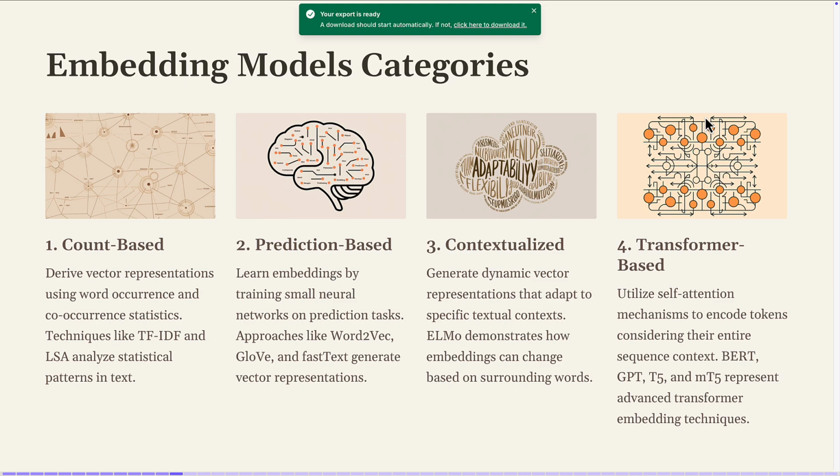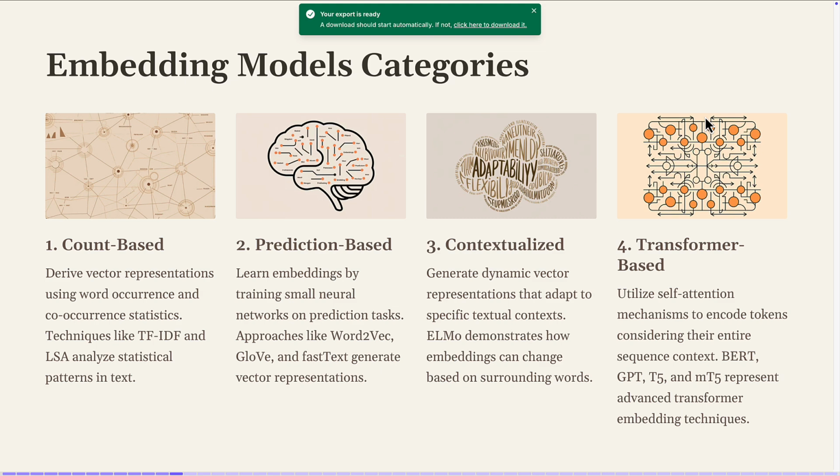Prediction-based, and this is the main focus of today's lecture, it's learnable embedding models. So we will learn embeddings by training small neural networks. It's basically one hidden layer of a neural network which will represent the feature representation or the embedding representation of these different words. Okay, neural networks on prediction tasks, approaches like word2vec, GloVe, and fastText. These are what we'll present.